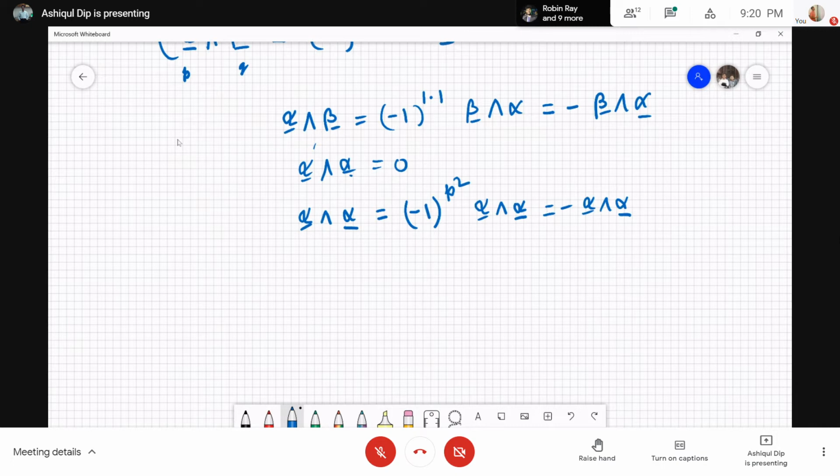So basically, when you are dealing with even forms, you cannot actually cancel this kind of terms. You have to be careful. So these are not generally 0. It's 0 for odd ones.